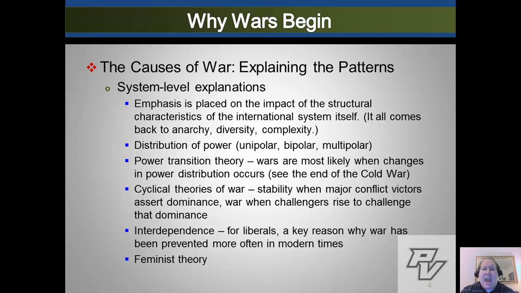Does that have an impact? And does that cause there to be, especially when we're changing from bipolar to unipolar to multipolar, does this lead to wars beginning? That's one explanation from the system level. Another one is the use of the power transition theory, and this goes back to distribution of power. The idea that when there's a change in power distribution, this will lead to a lot of smaller wars.